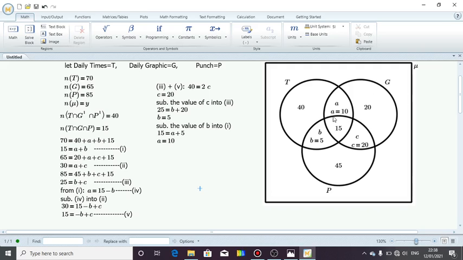Because if you look at the circle of punch, you can see it. If you take this circle out, you see 10 is for T and G only. But now the question did not say that. It said for T and G, those that apply for both of them. So 15 also apply for T and G, 10 also apply for T and G. So you just add them, 10 plus 15, which is 25.